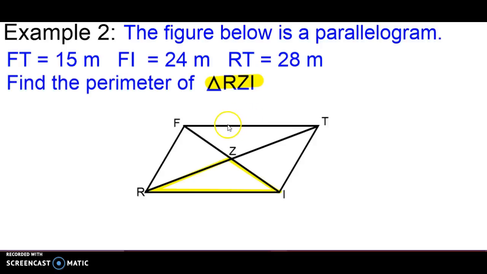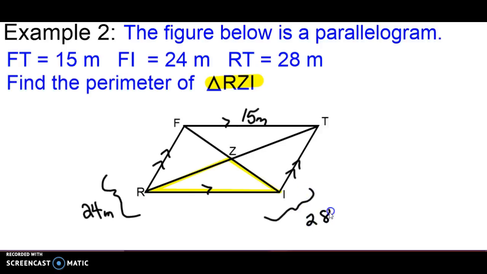So we know that it's a parallelogram, so that means FT is parallel to RI. And we also know that RF is parallel to IT. We know the length of FT, which is this length here, is 15 meters. We also know that the first diagonal FI is 24 meters, and my other diagonal RT is 28 meters.